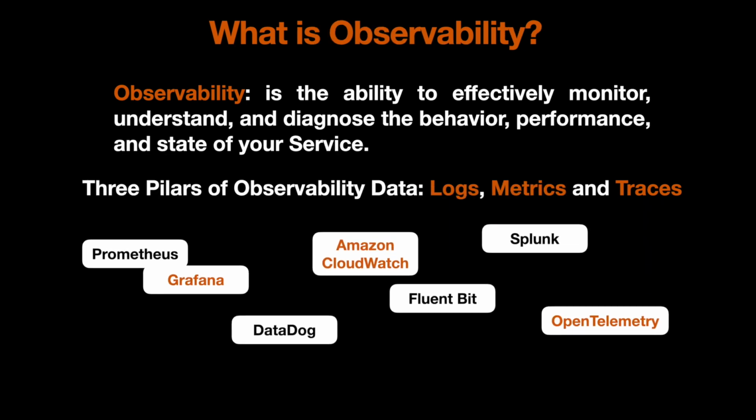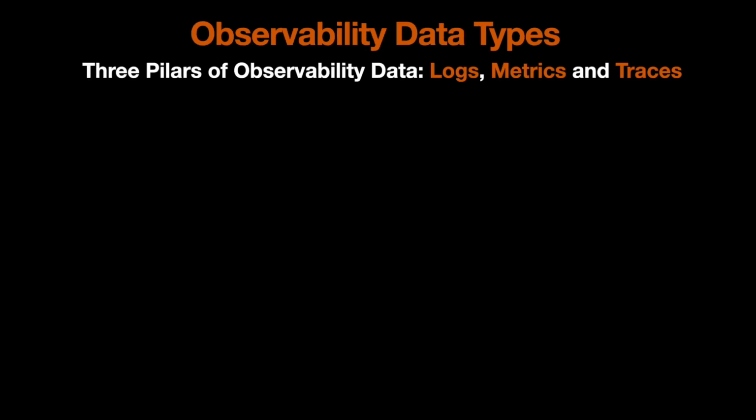There are many open source observability solution providers, logging configurations, or agents available in the market, like Prometheus, Fluentbit, OpenTelemetry, and also there are some privately owned solutions like Datadog, Amazon CloudWatch, Splunk, etc. There are three main pillars of observability data, which are logs, metrics, and traces.